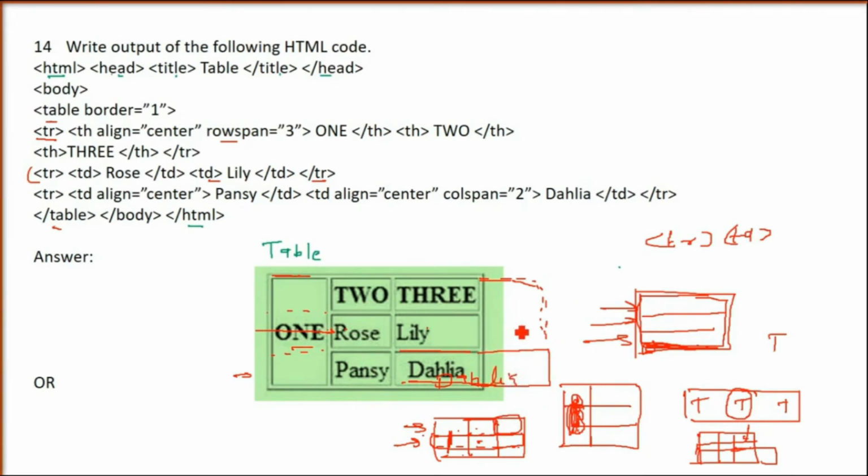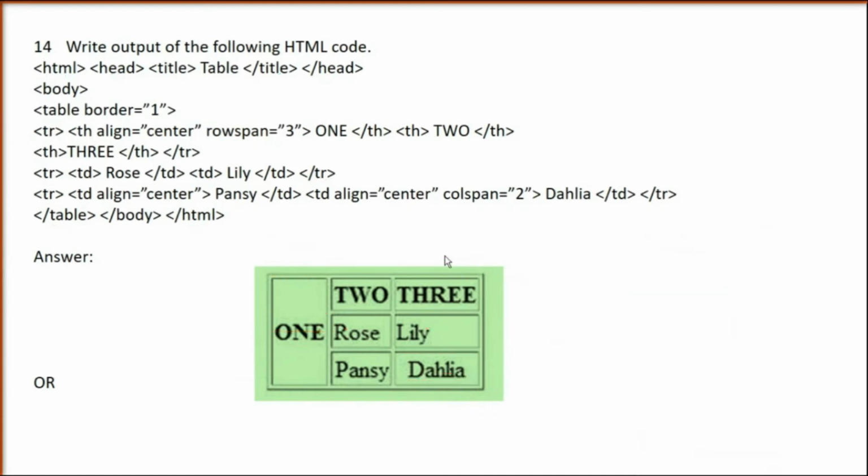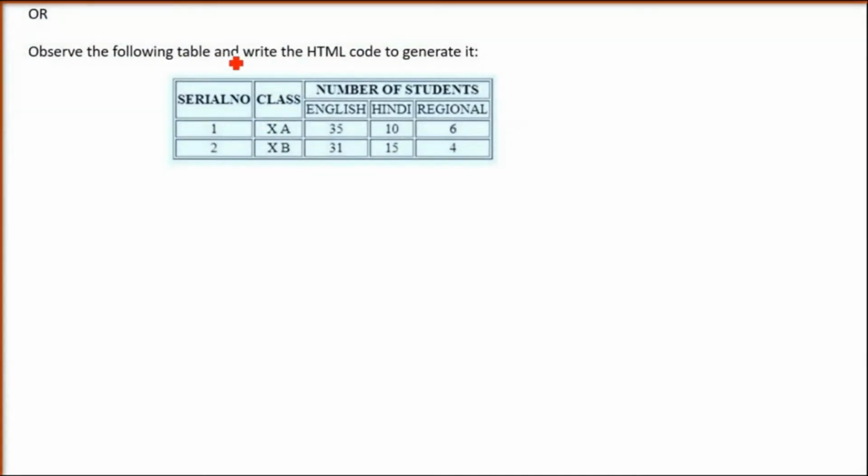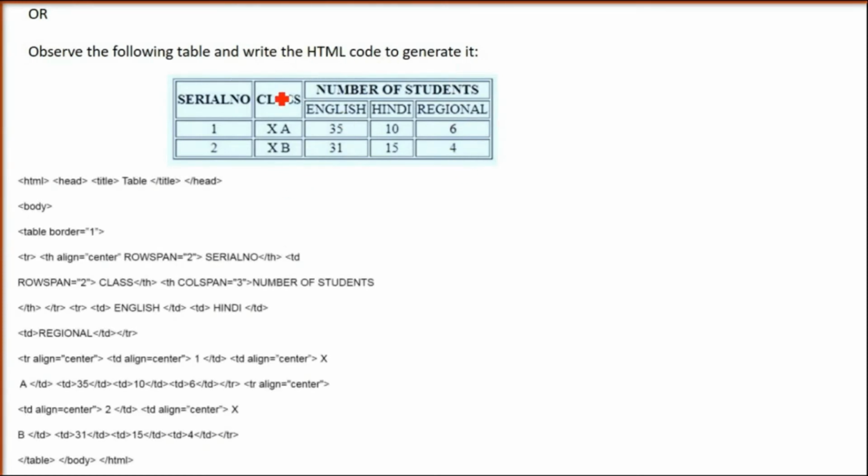So you need to understand colspan and rowspan. This is the main key idea of this question. Observe the following table and write the HTML code to generate it. So here, whatever we have done, you can say this is the inversion of that. HTML we started, HTML we ended. Head, in this head we ended. Title ended. In this we gave table. So the web page will show the title as table. The title will be table, wherever the web page is found. So it's not the table title, it's the web page title.